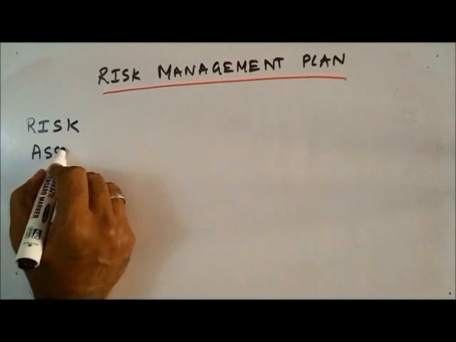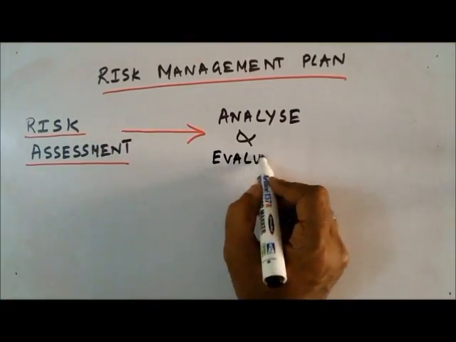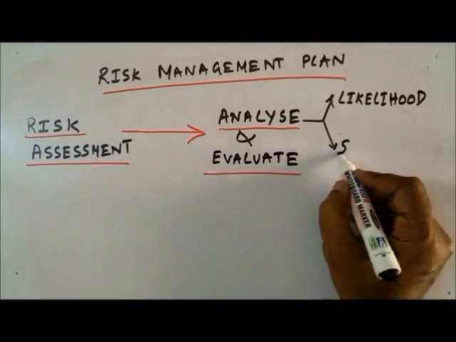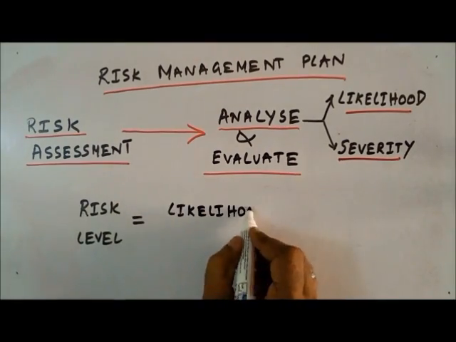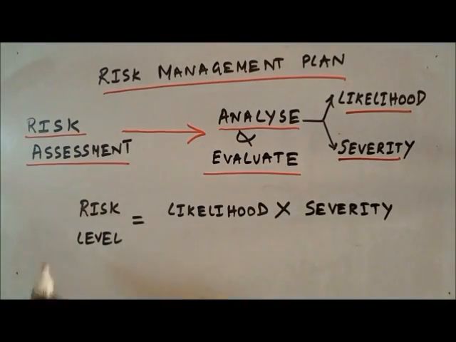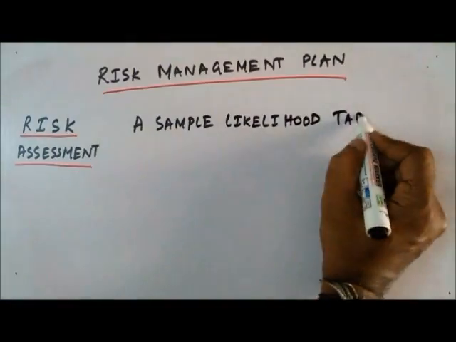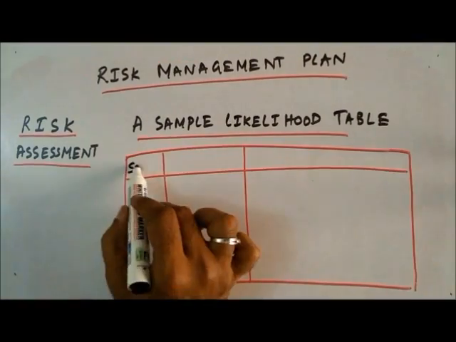Let's look at risk assessment. A simple assessment analyzes the likelihood and the severity of a risk event happening and evaluates them based on the risk levels attained. Likelihood is the probability of an event happening and severity is a measure of the business impact, and both need to be documented. A risk level is obtained by a simple formula. Level of risk is equal to likelihood multiplied by severity.